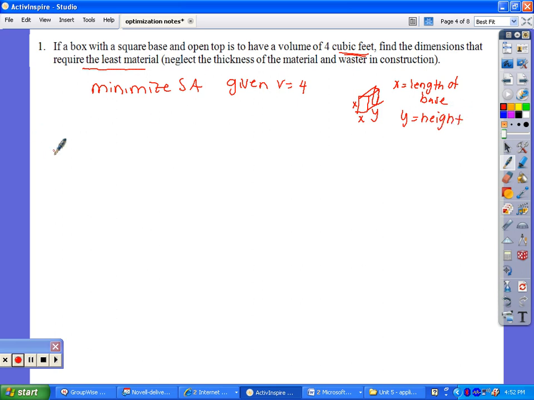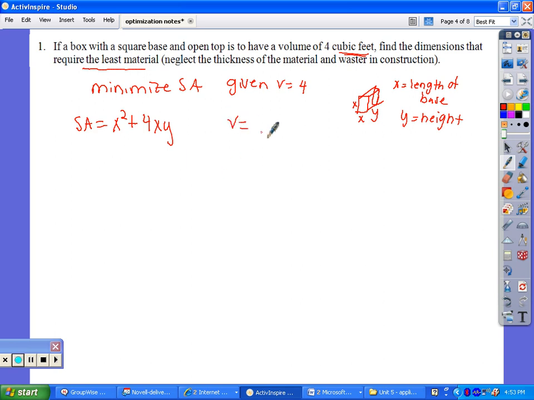And so we need formulas. We need to develop a mathematical model for the surface area. Okay, so we have an open top, so I'm not counting this side. To find surface area, I find the area of each side and I add them. So the area of the base is x times x, which is x squared. And then I'm going to add the area of the sides. One side is the length of the base times the height. So that's x times y. And if you think about a box, it's going to have 4 equal sides. So I'm going to have 4 times xy. And that's my formula for surface area.